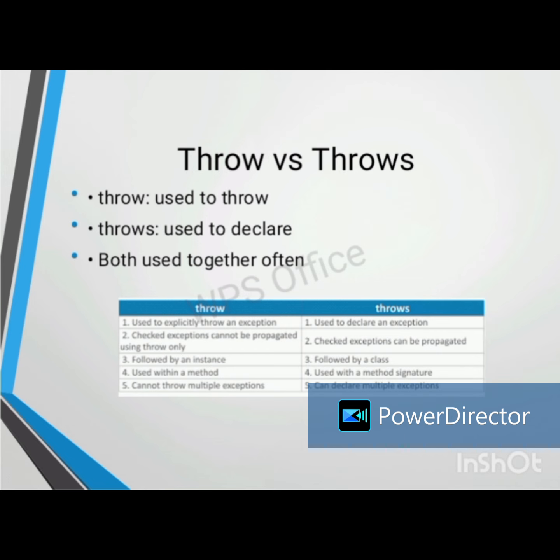Purpose: throw actually throws an exception, throws declares potential exceptions. Usage location: throw is inside a method, throws is in the method declaration. Followed by: throw is followed by an object of an exception, throws by exception class names. Use throw to trigger an exception. Use throws to signal that an exception may be thrown.